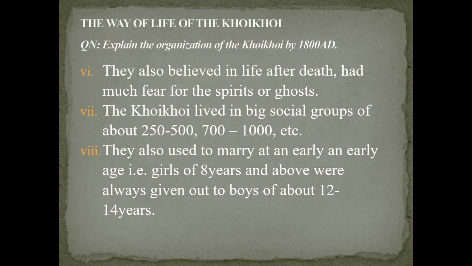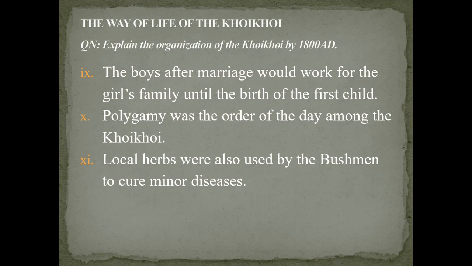Then, unlike the Bushmen, the Khoikhoi lived in big groups. Okay, they lived in big groups ranging between 250 to 500 or 700 to 1000. Then they also used to marry at a later date. We don't say at an early age, but at a later date. Okay, meaning that girls above 8 years could get married to boys that were also beyond 14 years, between 14 to 16 years.